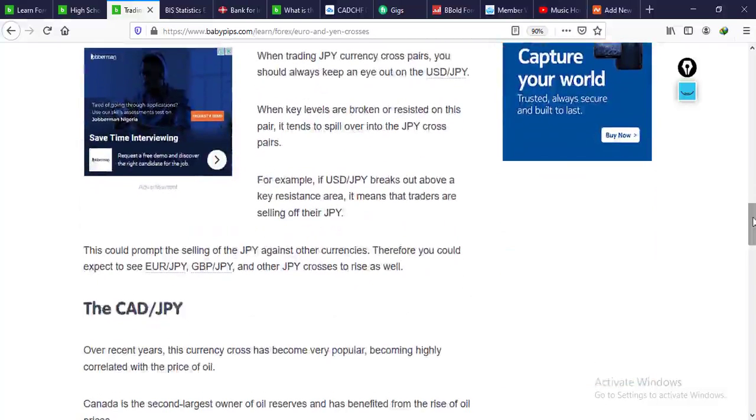If the USD/JPY breaks a resistance level, you should know that investors and institutional traders are buying the US dollar and dumping the Japanese yen. And so what should you do? You can quickly go and look at the EUR/JPY, GBP/JPY. You see that they are spiking, rising in the same direction.